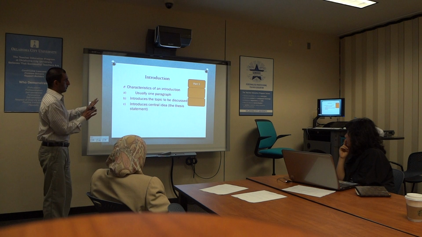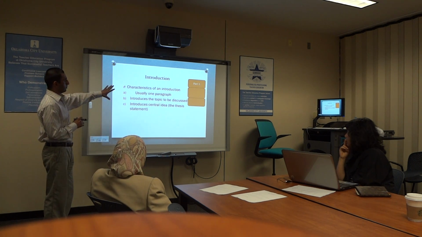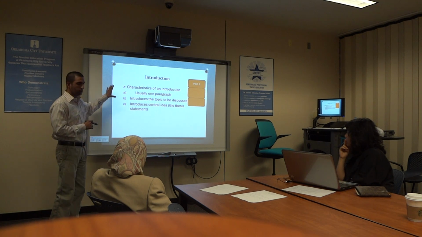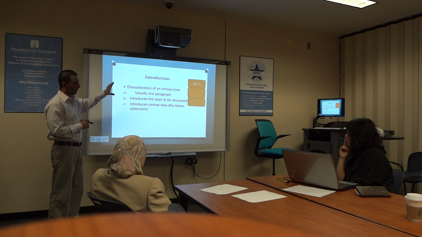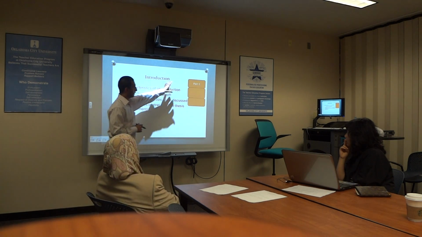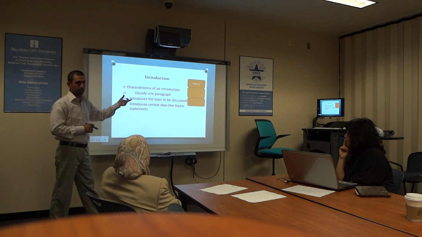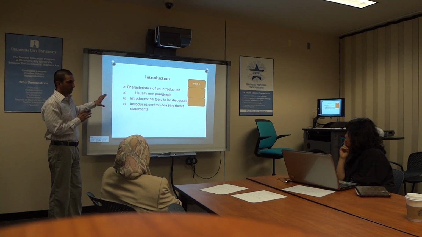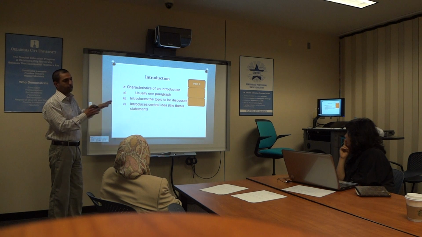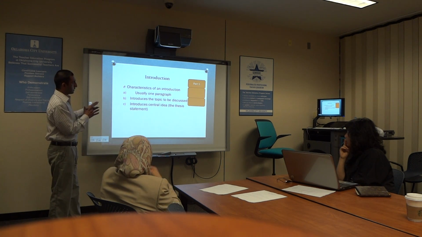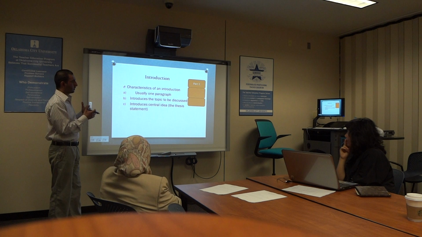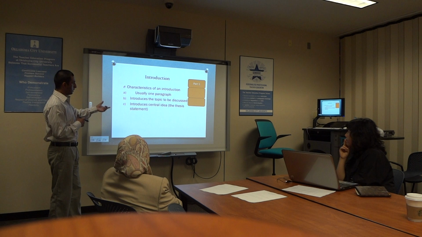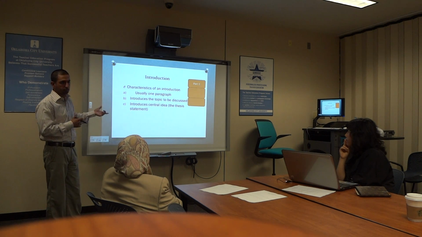Now, emphasizing on each part individually. The first part is called introduction. The introduction is usually 1 paragraph, and it is the first part of an essay. It introduces the topic which would be discussed by the writer in the following paragraphs. The introduction gives us an idea of what the writer is going to talk about. Then it introduces the central idea, the thesis statement.